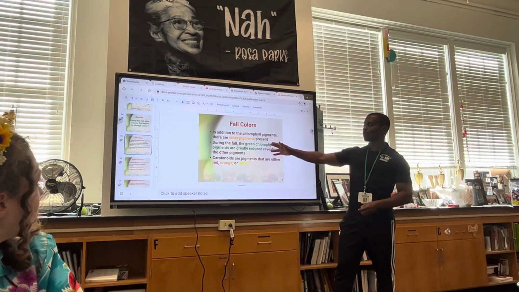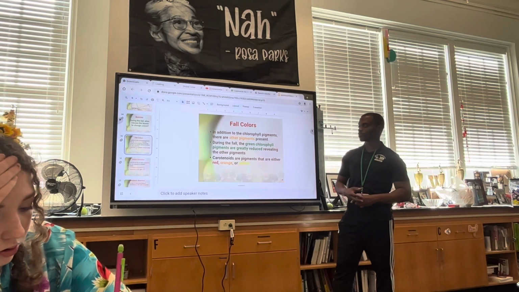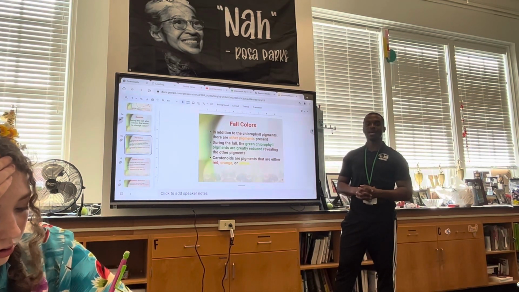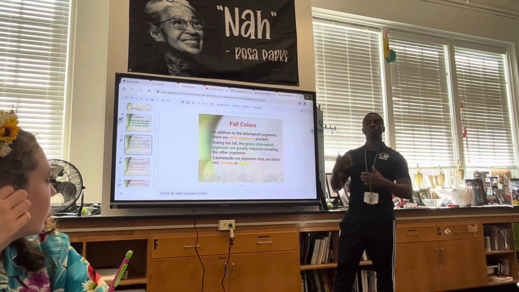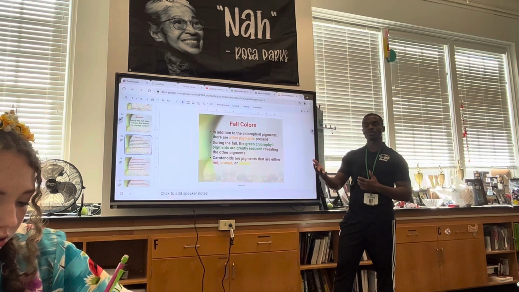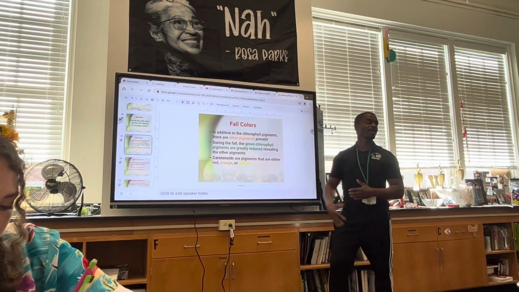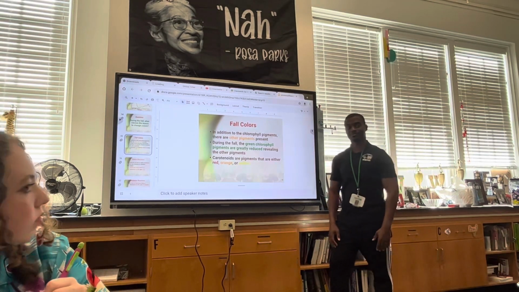So during the fall, the green chlorophyll pigments are greatly reduced, revealing the other pigments. During the spring and the summer, those green pigments are heavily represented, and you don't even get to see the other pigments. The other thing I want you to take away is this: the other pigments are always there. They're just kind of masked. Can't see them.